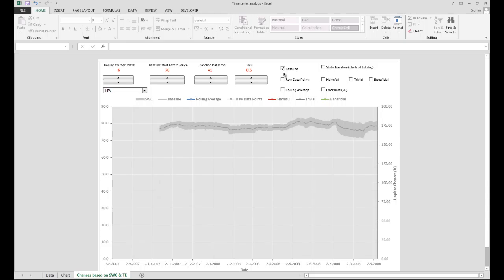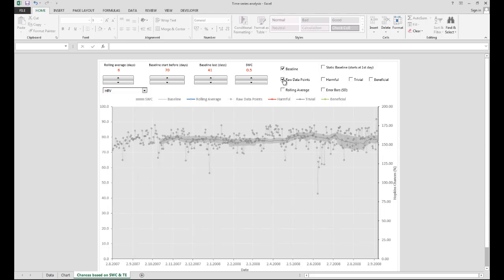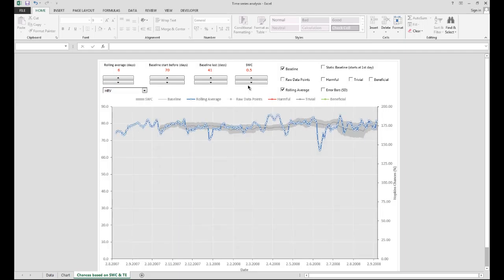We're gonna chart the baseline. We're gonna chart the raw data points. As you can see, we cannot see much. So we're gonna calculate the rolling averages of the data points. I'm gonna remove the individual raw data points. I'm gonna increase this to 7 days.